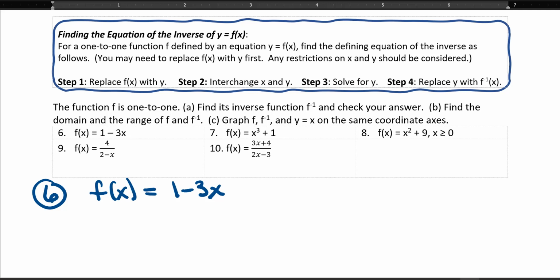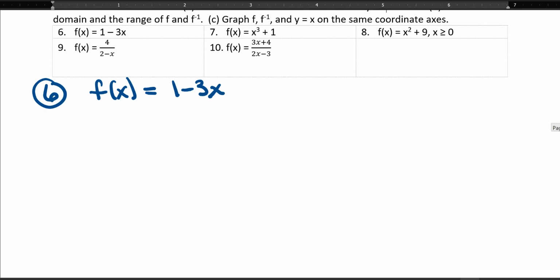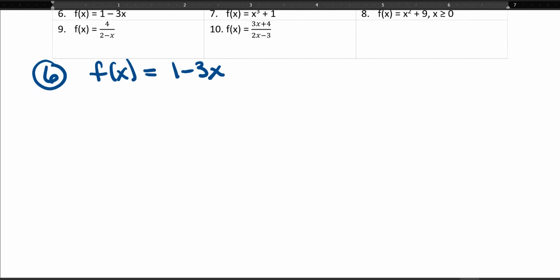So we may come across something where we have to place a restriction on the inverse. So step 1, replace f of x with y. Then we're going to interchange x and y. Then solve for y. And then lastly, step 4, replace y with f inverse of x. So let's go ahead and find or create the inverse of the original function. So we're going to replace f of x with y. Then interchange x and y. And let's solve for y.